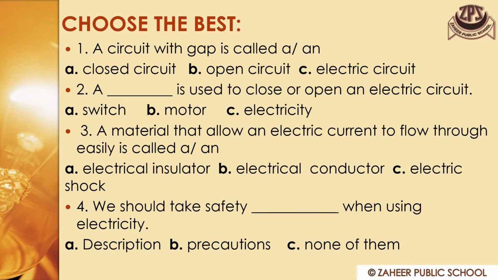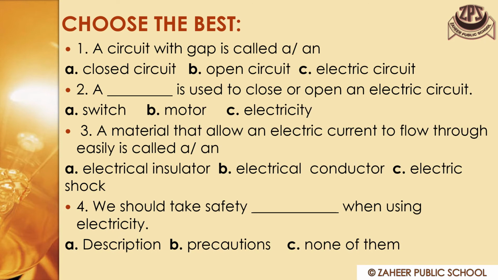Choose the best answer. Here different options are given to you. Against each statement you have to choose the best option for the statement. The first one: the circuit with a gap is called a dash: closed circuit, open circuit or electric circuit. Second one: a dash is used to open or close an electric circuit. Options are the switch, motor or electricity.